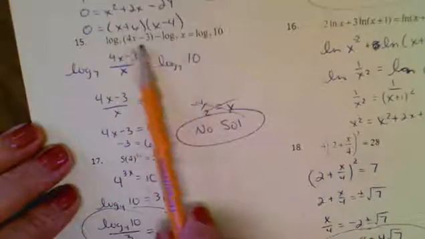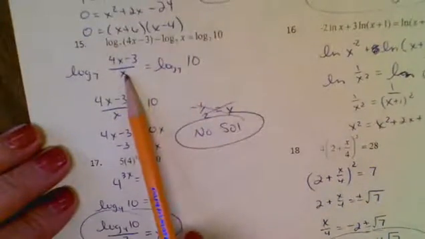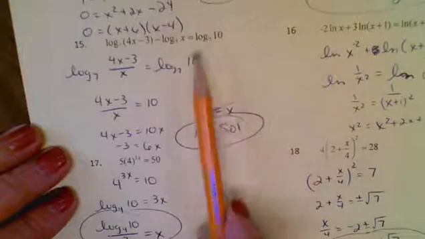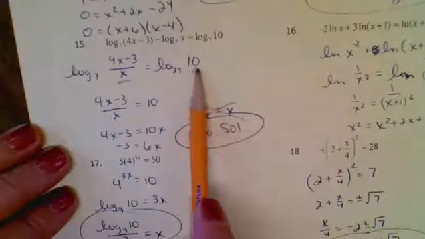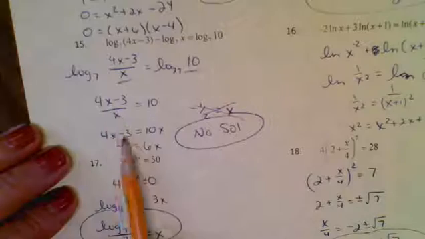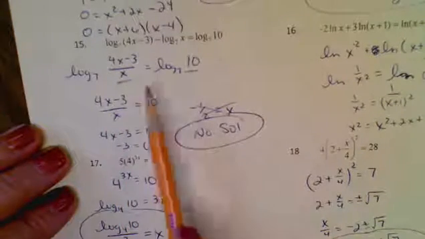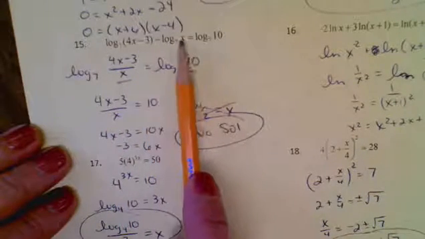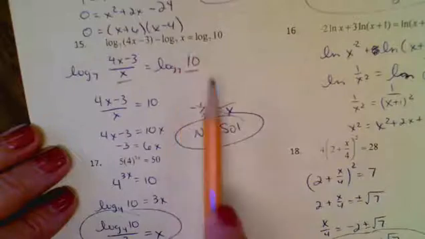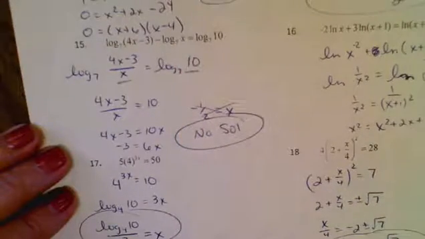15, we have logarithms on this side, so we can combine them as the log of their quotient. It equals a log over here, so again, if the logs are equal, those two things have to be equal. And then we solve, we got -1/2, but if you put -1/2 back in, you'll get the log of a negative, which means then there is no solution.